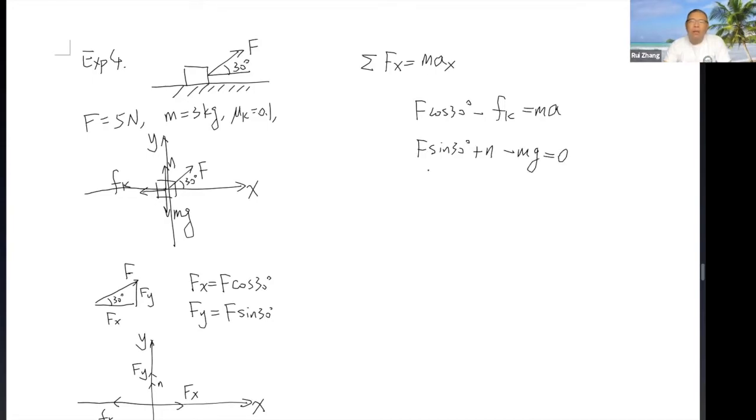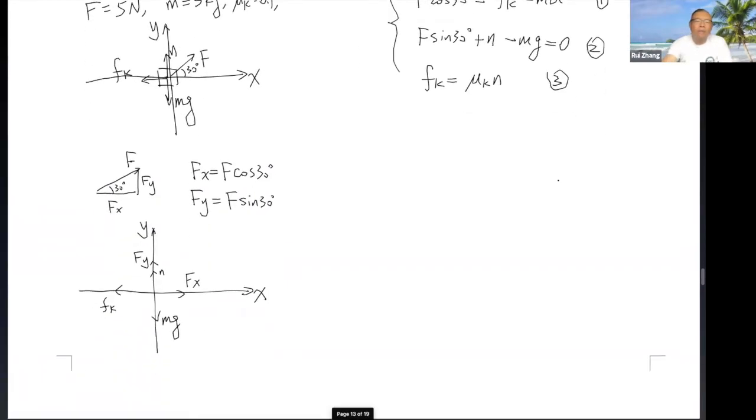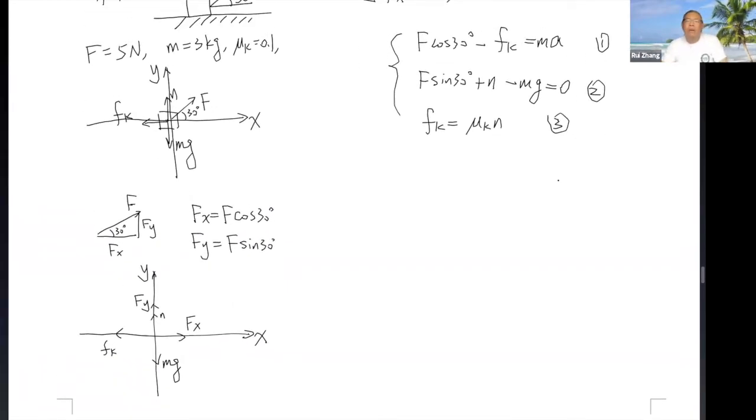Okay? And then we also know fk equals mu k times n. So we got these 3 equations, 2 of them from Newton's law. The third one is from friction itself. So again, we try to solve them, right? Our goal is to solve for a. For that purpose, we know fk, so we need to solve 3. And then for that purpose, we need to know n, so we need to do 2 first. So let's start from equation 2 here.